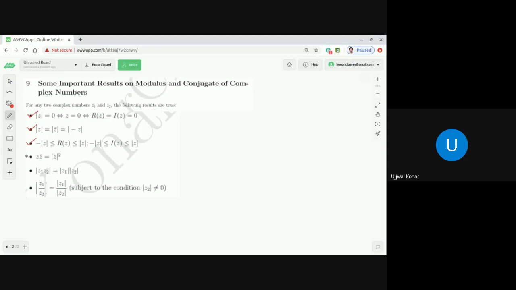z into z bar, that means the product of the complex number and its conjugate, always gives the modulus of the complex number whole square. Mod of z1 into z2 is equal to mod z1 into mod z2. And mod z1 by z2 is equal to mod z1 by mod z2, subject to the condition that mod z2 is not equal to 0. Then, dear students, the next set of properties, what I'm going to show you is here.